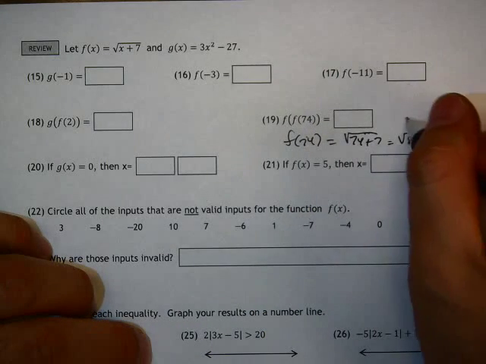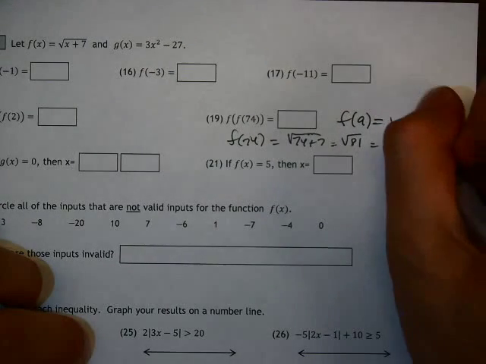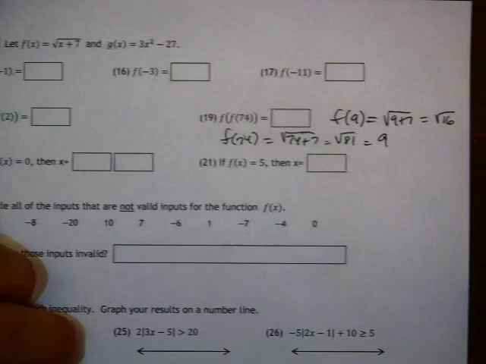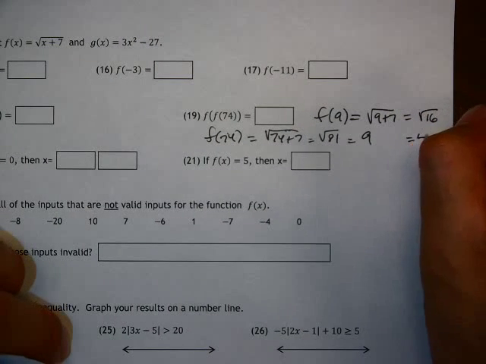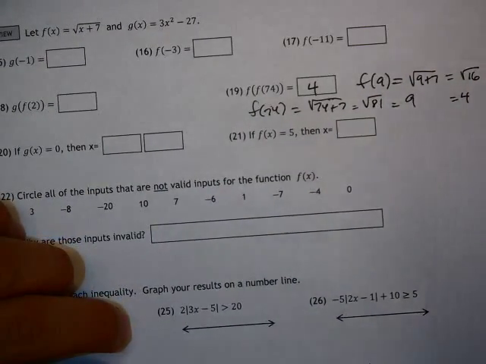Now this whole problem becomes f of 9. Square root, the x becomes 9 plus 7, which is the square root of 16. Square root of 16 is 4, so my answer for number 19 is positive 4.